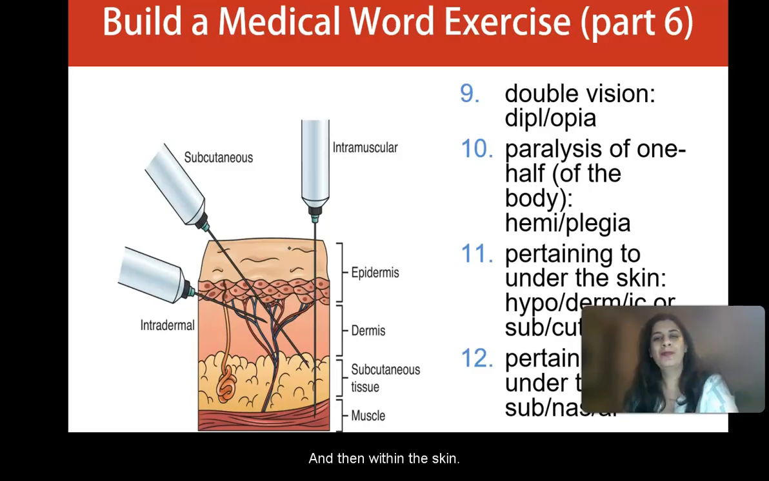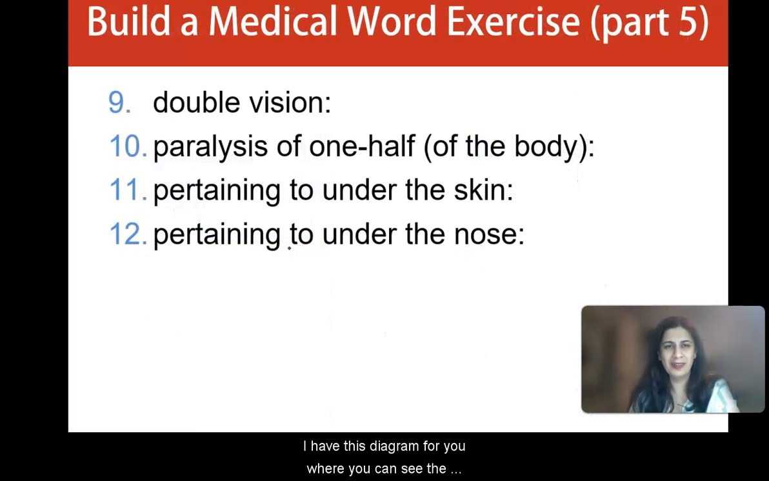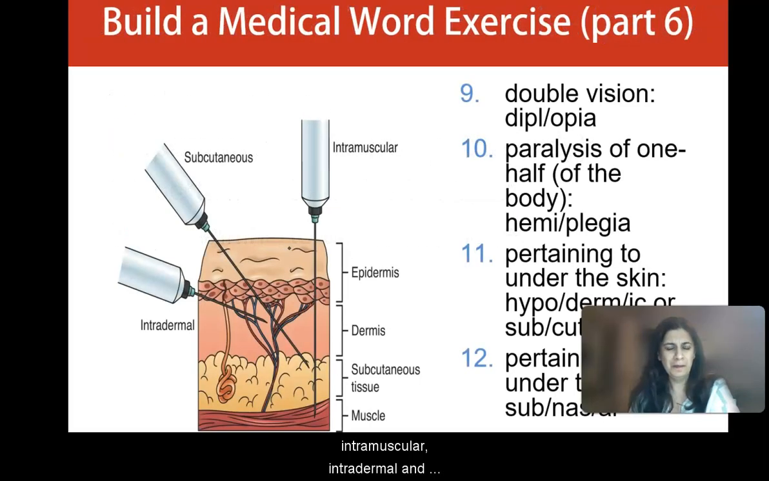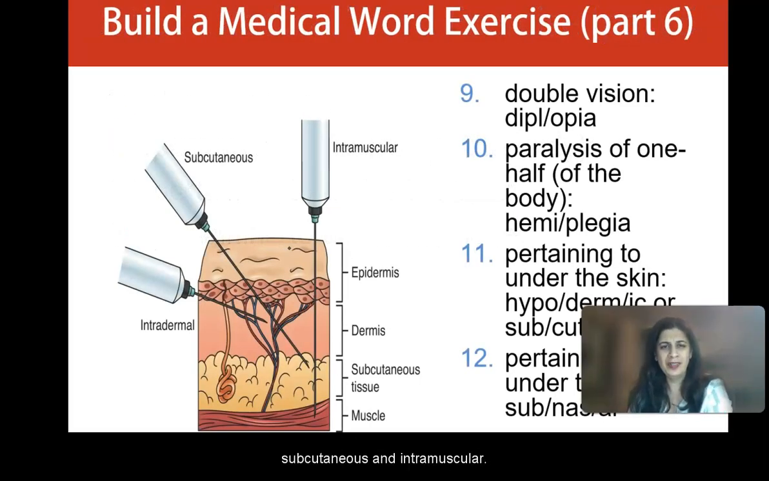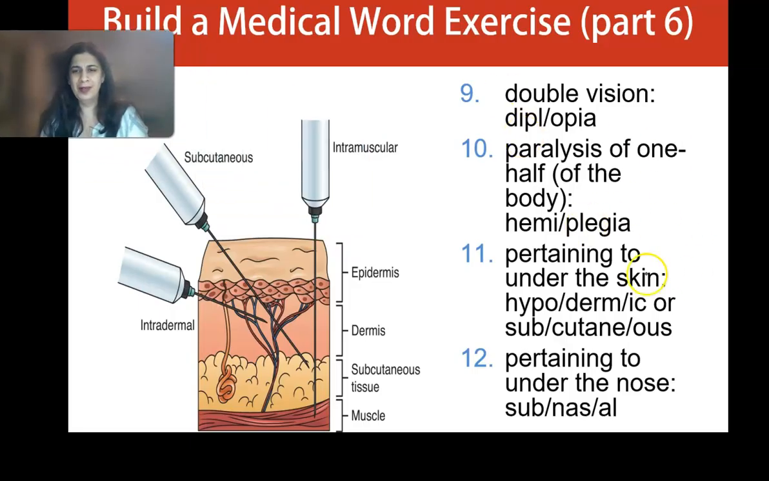And then within the skin, I have this diagram for you where you can see the intramuscular, intradermal, and subcutaneous injections. Those are different kinds of injections. Many of you will go into some of the healthcare professions. Let me move this camera a little bit so you can see this a little better. Pertaining to under the skin, that would be subcutaneous or hypodermal, and subnasal would be under the nose.